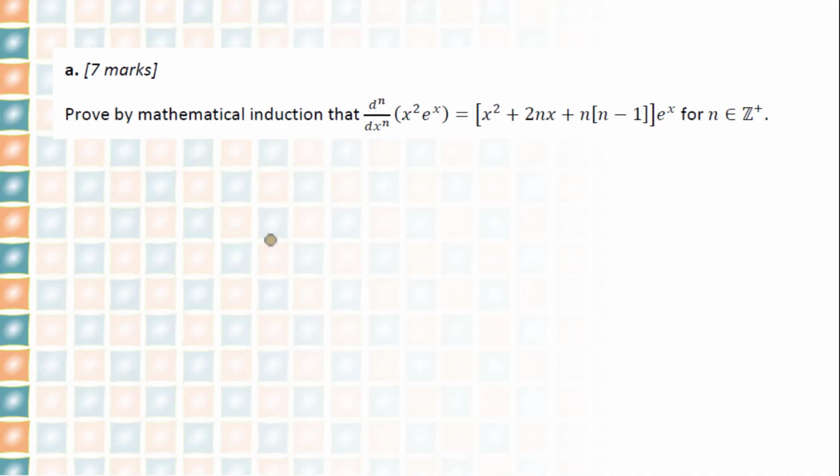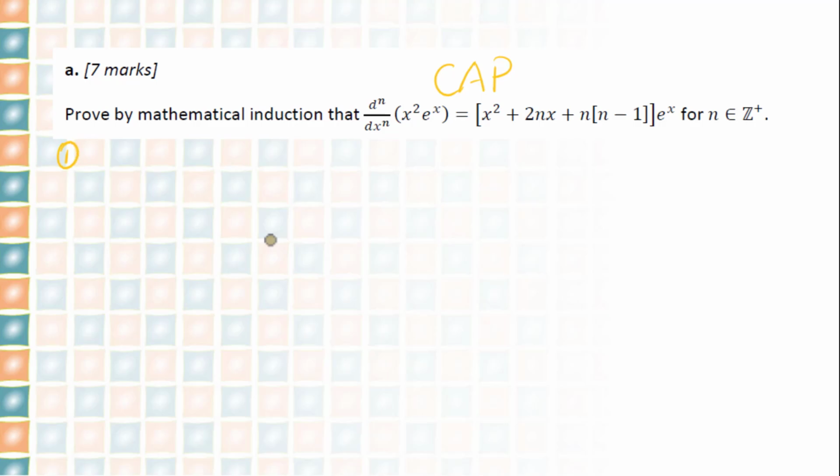This video is about mathematical induction in calculus. Prove by mathematical induction that the nth derivative with respect to x of x squared e to the x power equals x squared plus 2nx plus n times n minus 1, times e to the x power, for n positive integers. We will use the CAP method: check, assume, proof.